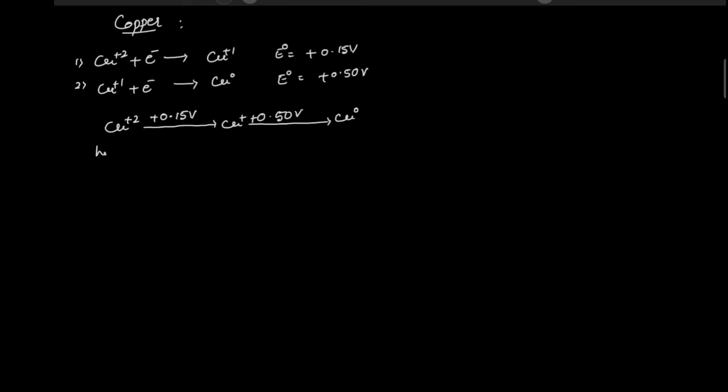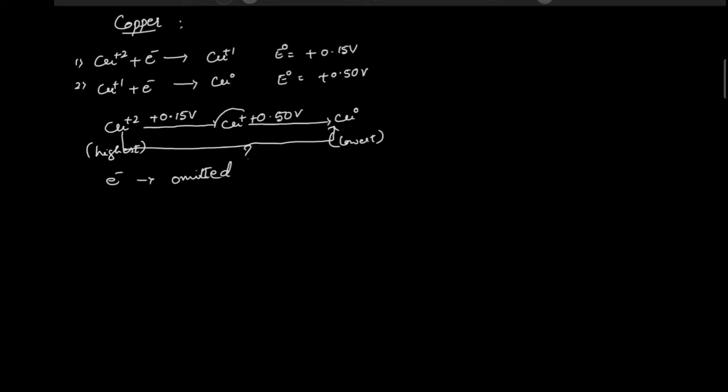Here you can observe one thing: the highest oxidation state is kept at the left side and the lowest is kept at the right side, and the electrons involved in these reactions are omitted. If you want to calculate the redox potential for the process copper +2 to copper 0, you can calculate it in a similar way.